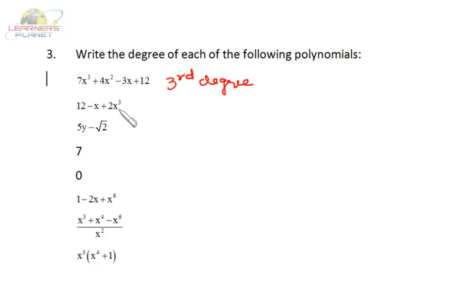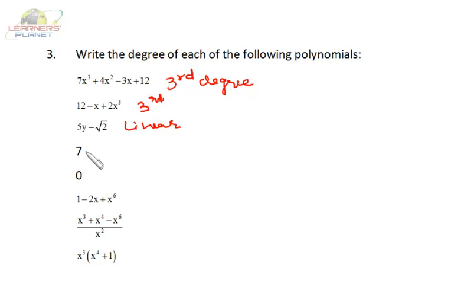Okay, in this case x is having the power as 3, so it's a third degree polynomial. Here the variable is y and y is having the power as 1. That means the highest power of any variable in this expression is 1. So it's a first degree polynomial, or we can say it is a linear polynomial.